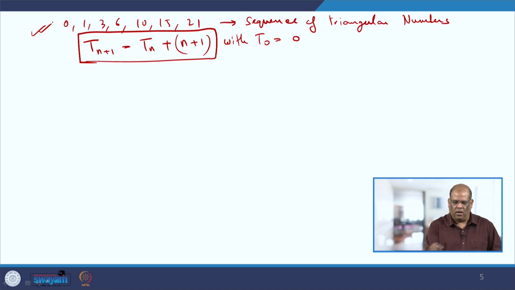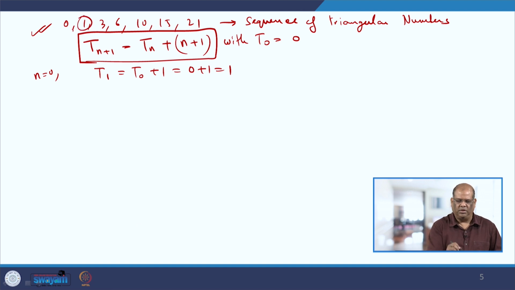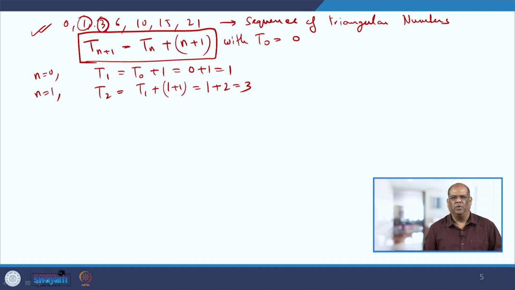So, if I substitute n equal to 0, I will get T1 equal to T0 plus 1, T0 is 0 and the answer is 1, which matches with this. You put n equal to 1, you get T2, it is T1 plus 1 plus 1. So, T1 is 1, this is 2, answer is 3, matches with this, and so on. Similarly, you may have heard the famous Fibonacci sequence.